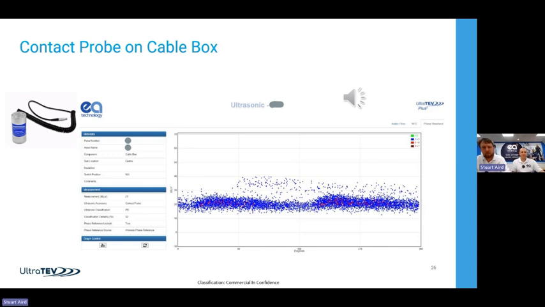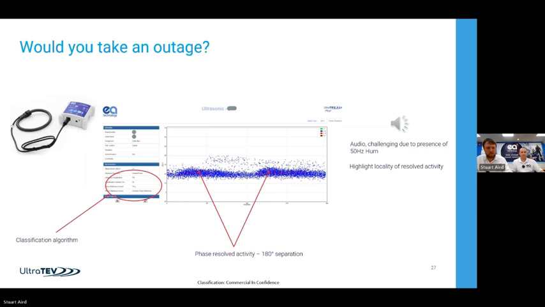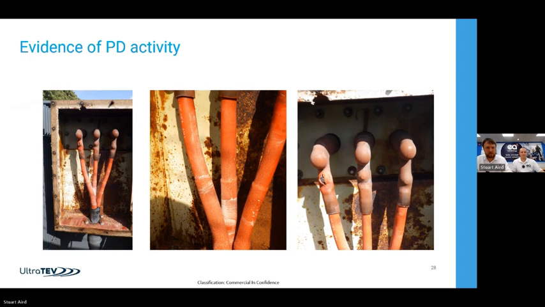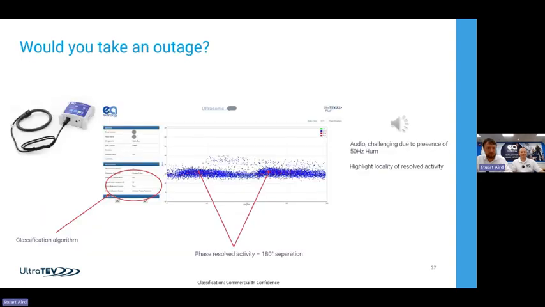Okay, so what are our thoughts? Actually missed a slide there, you've just seen the answer. That's okay. So what are our thoughts? Would you take an outage? So our initial advice was yes. Why were we confident to do so?